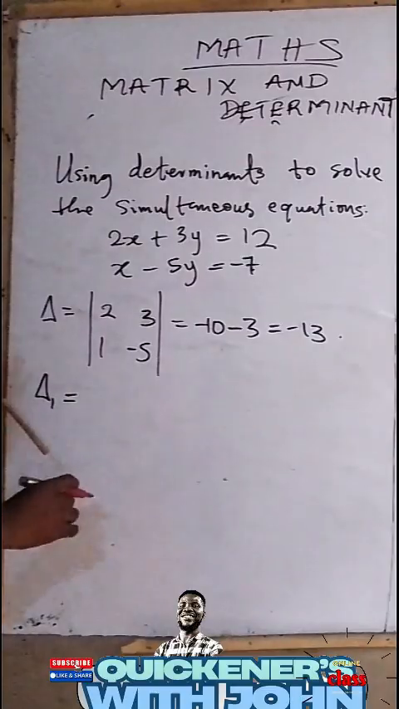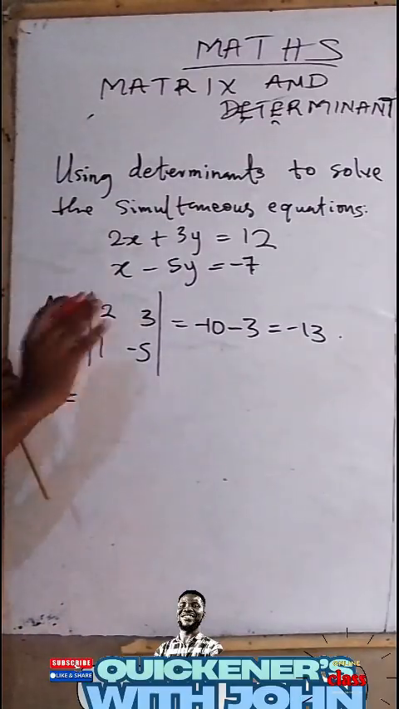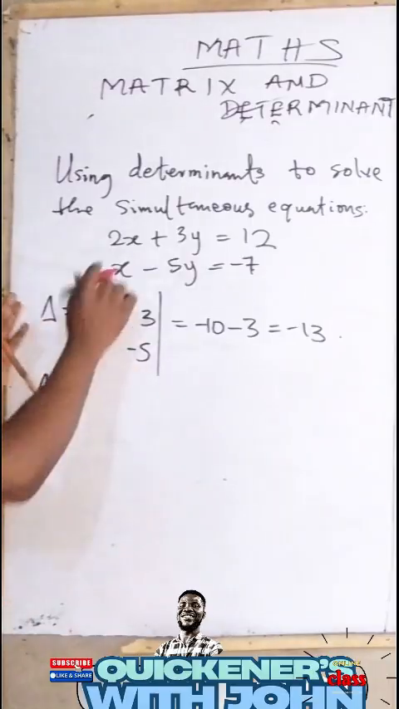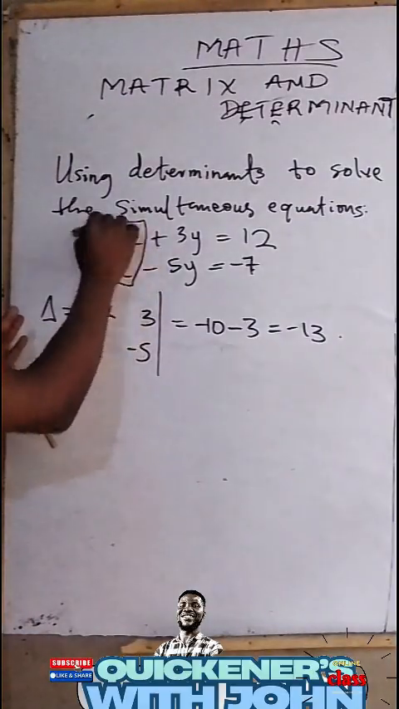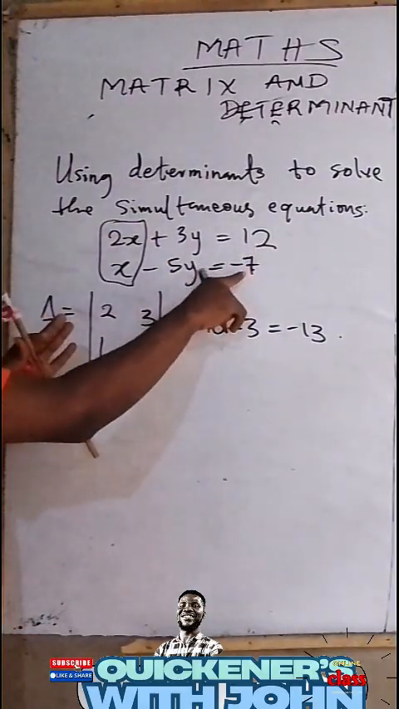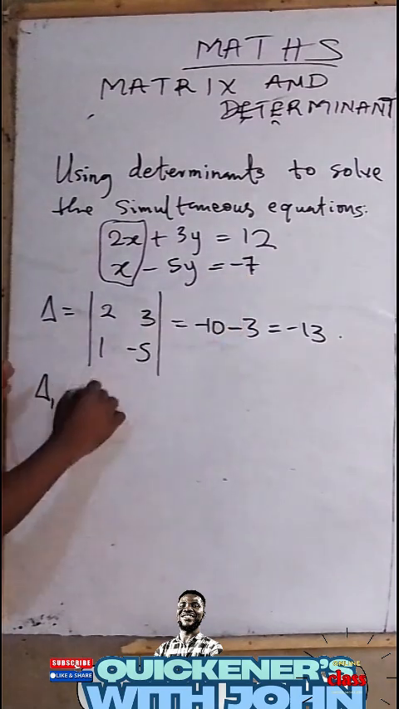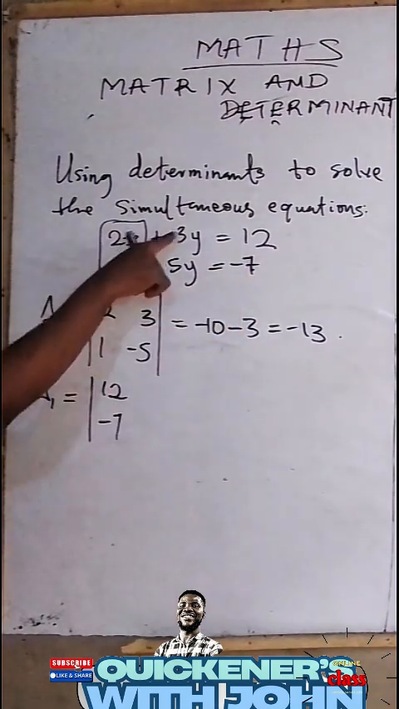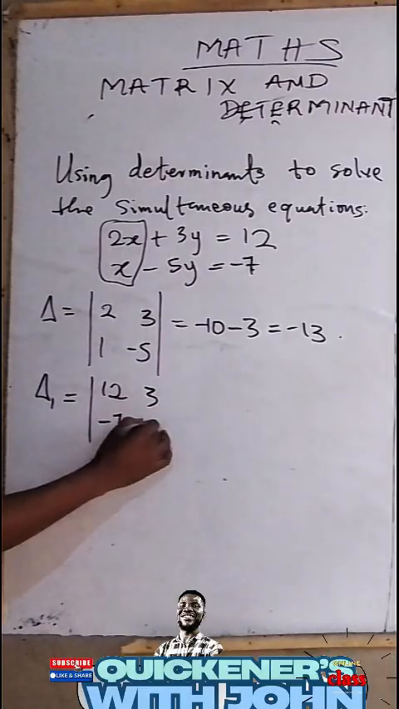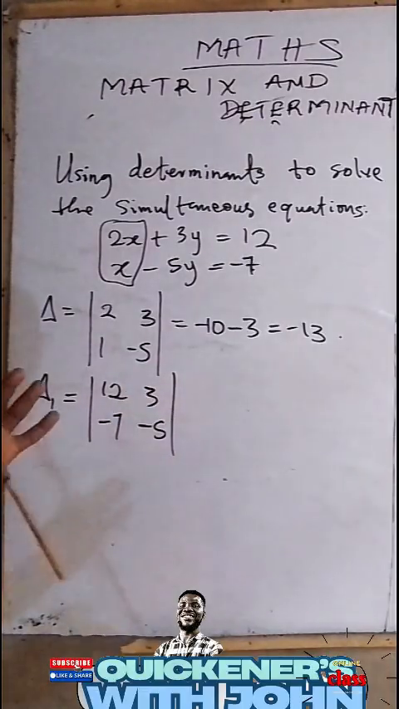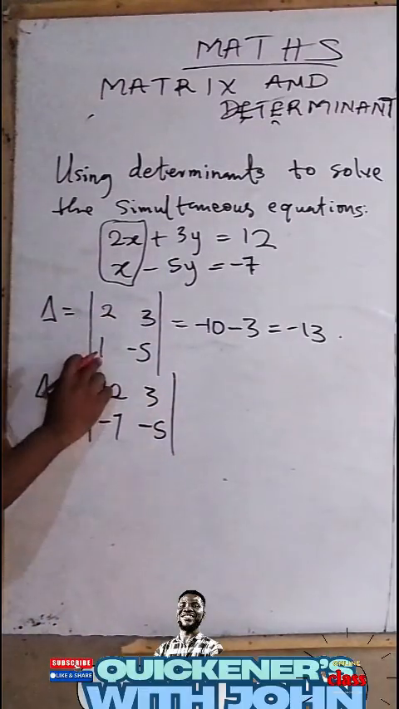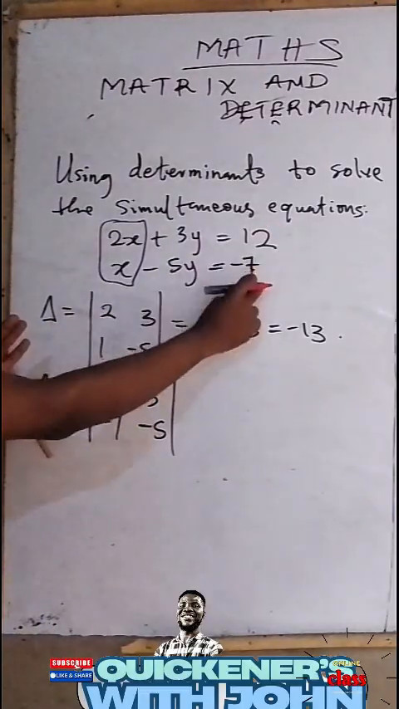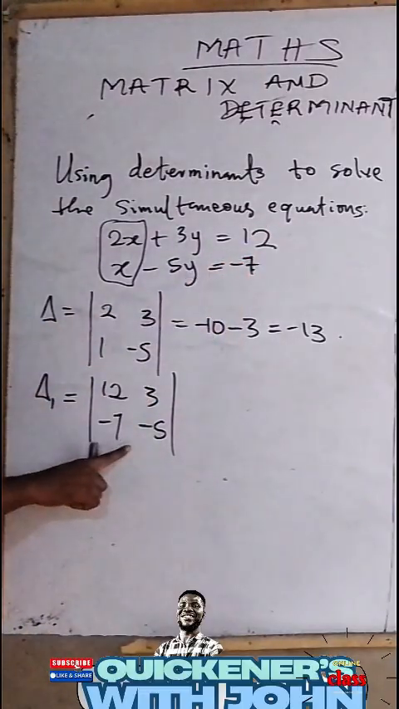Delta 1 is the determinant we'll be using to get the value for S. So we are going to isolate this S and replace it with this 12 minus 7. Okay? So you have 12 and minus 7. Then you go back to your 3 and minus 5. You understand what happened now? Just like this one. Our 2, 1, 3, minus 5. So we are replacing this 2, 1 with what? This value here, 12 minus 7. Can you see that now?